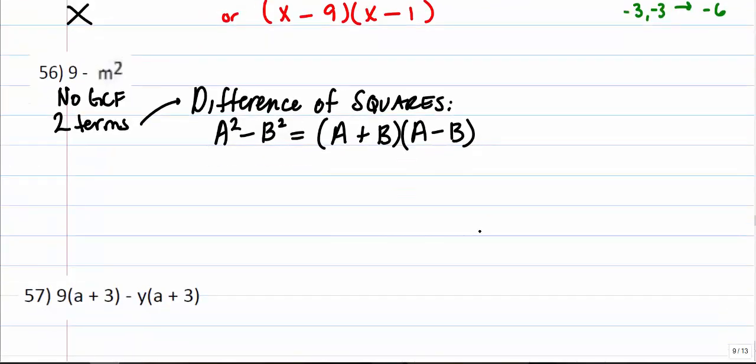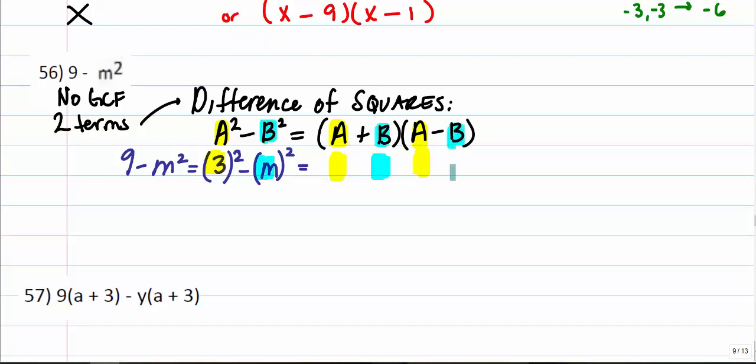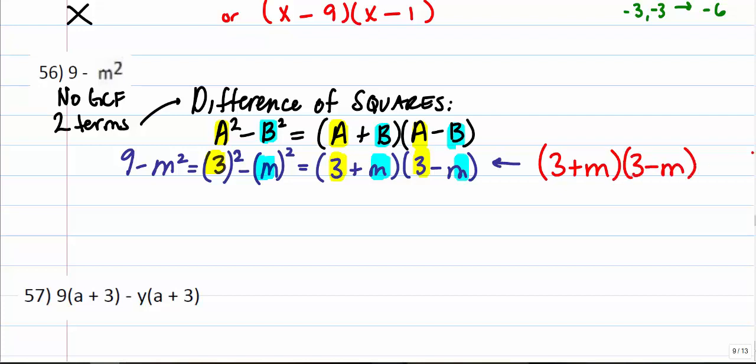So the challenge here is, can I take 9 minus m squared? Can I write that as some value squared minus another value squared? And the answer here is yes. That's 3 squared minus m squared. And so now it's a matter of just fitting these values in their spaces. So instead of a and b, I have an m and a 3, meaning this would be 3 plus m and then 3 minus m. And so that is the answer. I'm going to write it in red, but that is your answer. 3 plus m times 3 minus m.